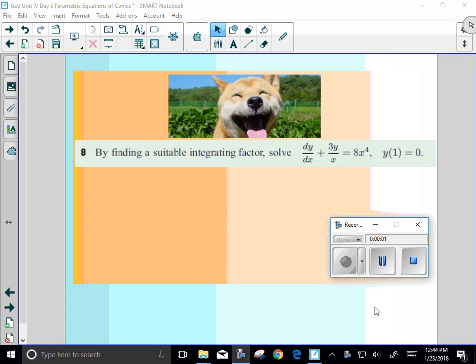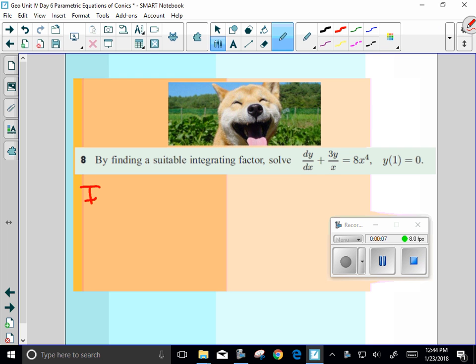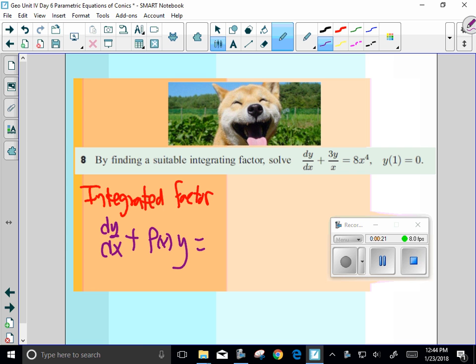We're going to look at integrating factor. There are three things you need to know about it. Number one is you need to know what form it has to start with. Here are the things you need to know for formulas. You need to get dy/dx plus something times y equals something without y.